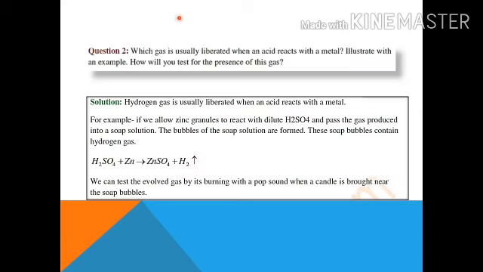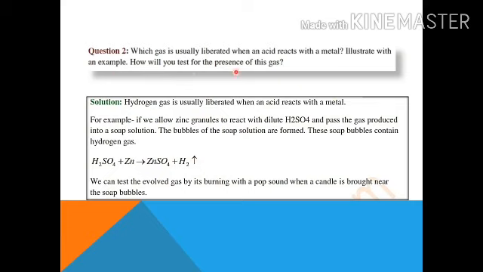Next question. Which gas is usually liberated when an acid reacts with a metal? Illustrate with an example. How will you test for the presence of this gas? So our question is, what is the gas which is produced when an acid reacts with a metal? We know that when an acid reacts with a metal, hydrogen gas will be produced. We have to illustrate this with an example. For example, sulfuric acid reacting with zinc metal. So what will be produced? Zn and SO4 will react together to give ZnSO4, and hydrogen gas will be evolved.